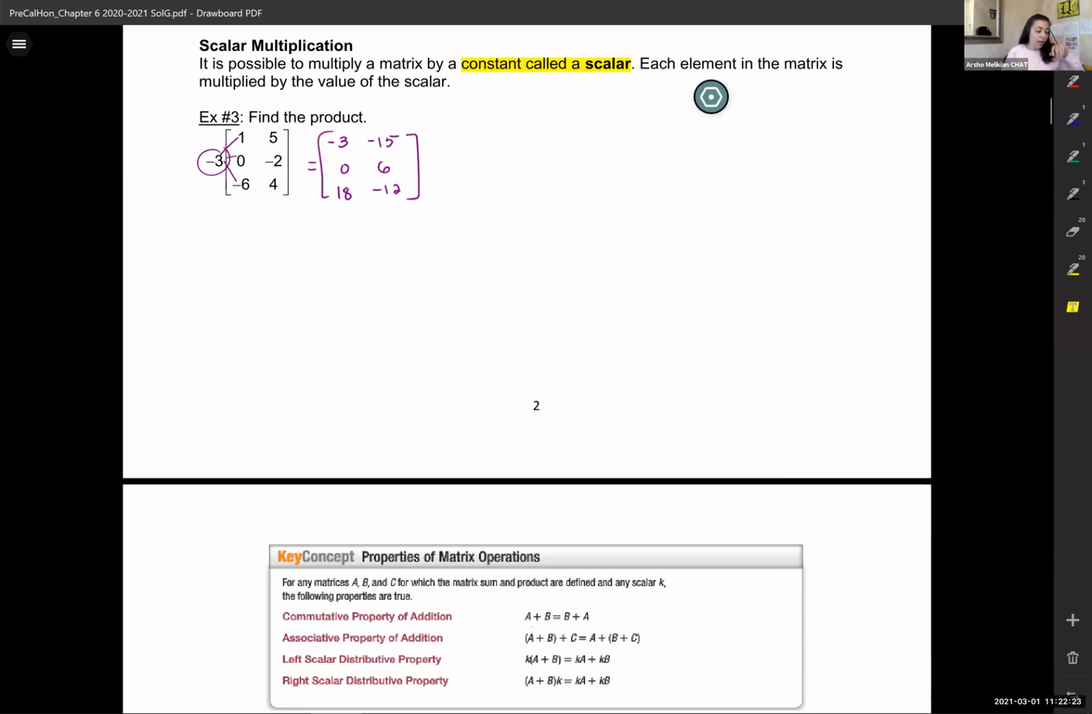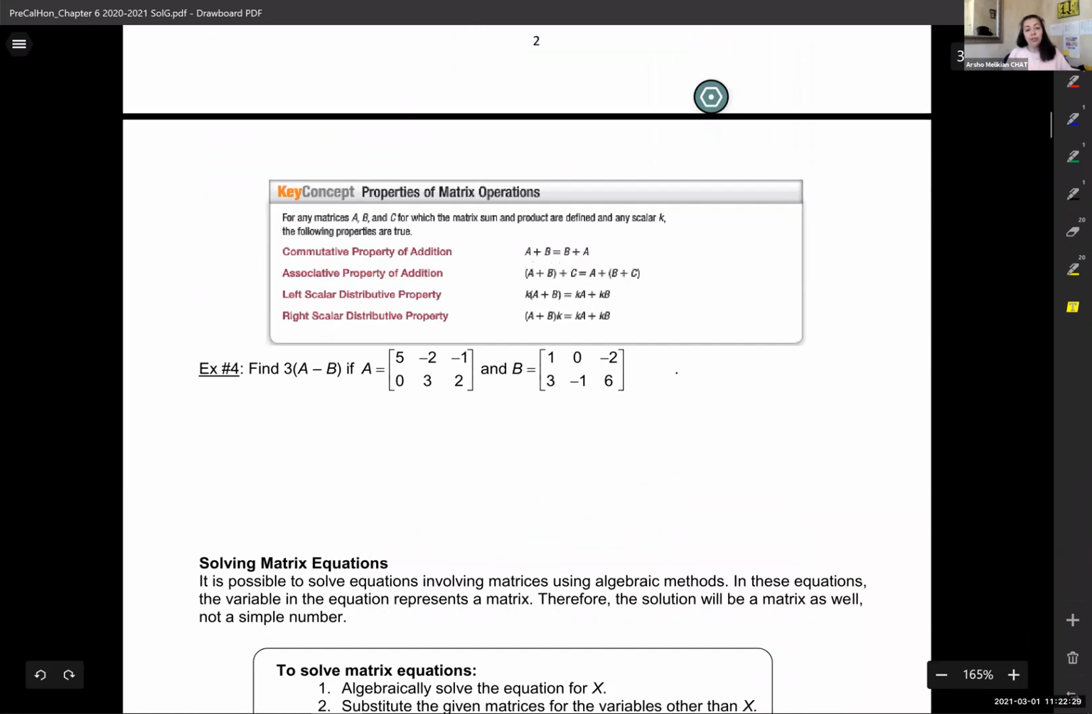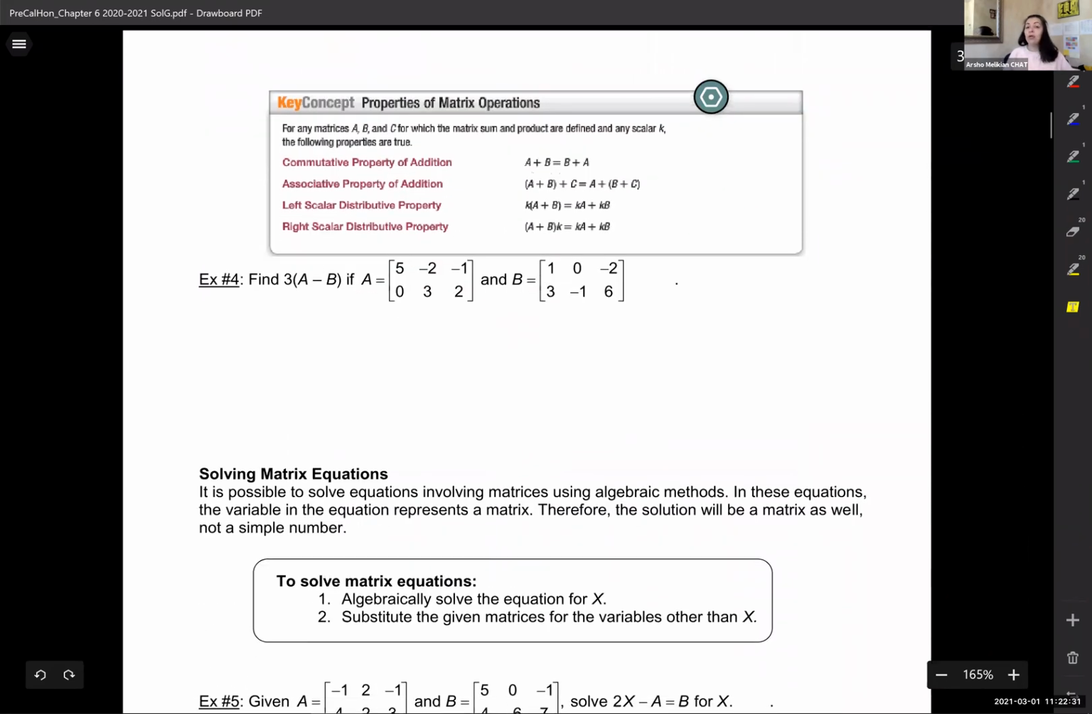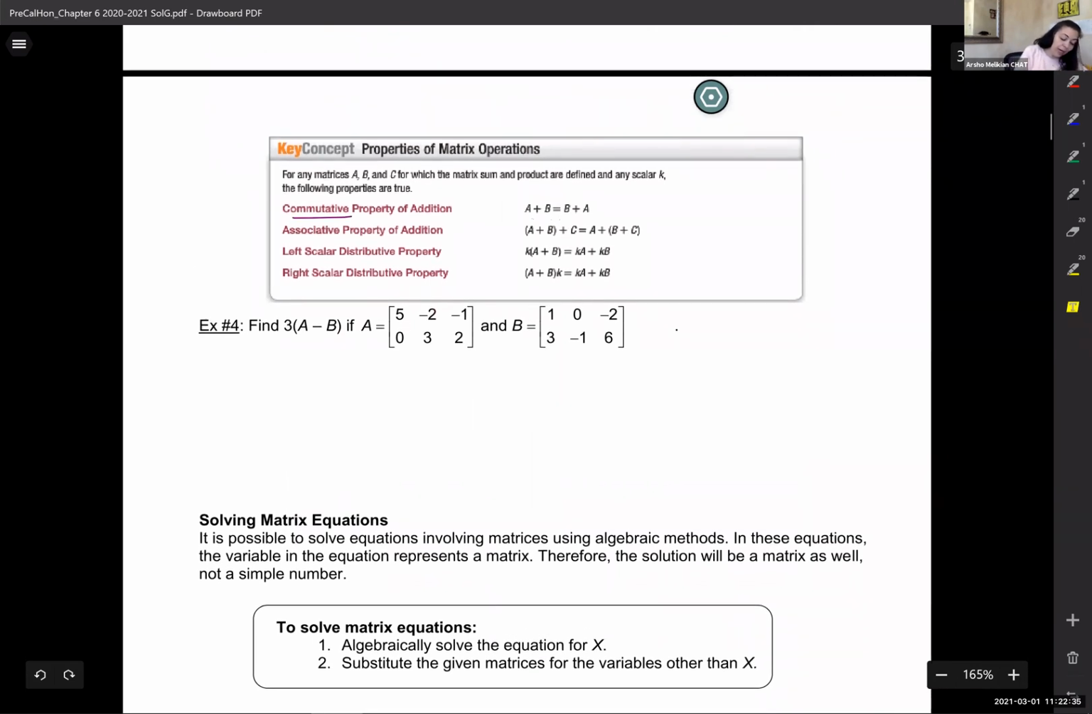Some of our other properties that apply to real numbers also apply to matrices. The commutative property of addition applies to matrices. The associative property and the distributive properties all apply as well. So you can manipulate them in the same way. Okay, what does that mean?